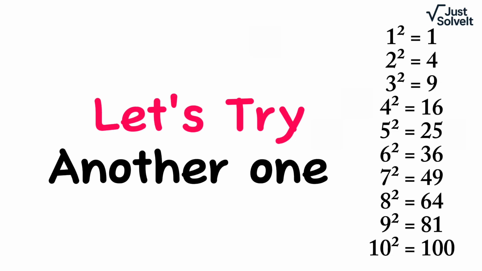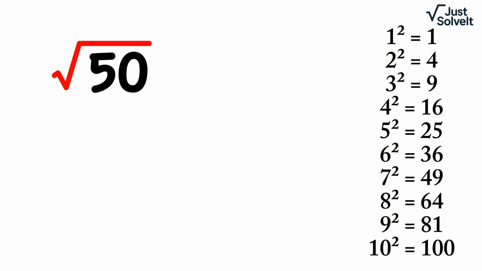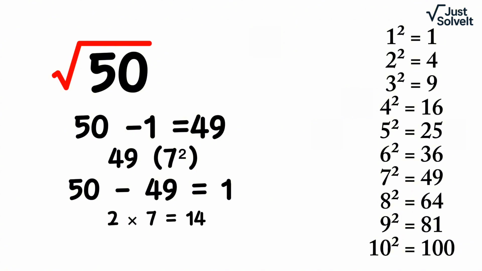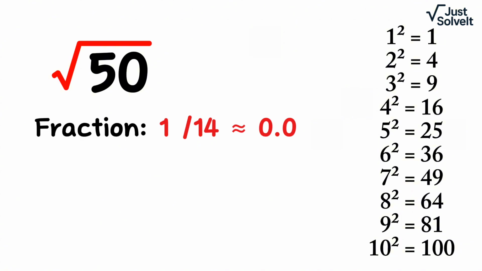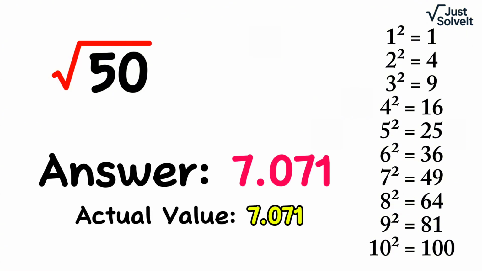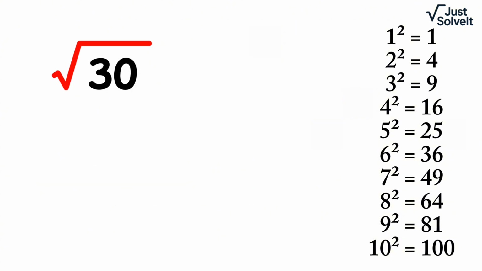Let's try another one. Square root of 50. The perfect square just less than 50 is 49, 7 squared. So we start with 7 plus something. Now 50 minus 49 equals 1, and double of 7 is 14. Fraction becomes 1 over 14, approximately 0.071. Final answer, 7.071. And the actual square root of 50 is 7.071. Spot on.